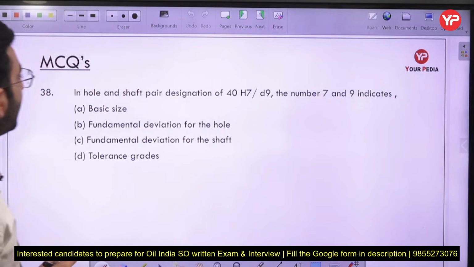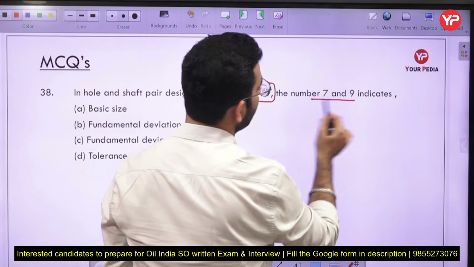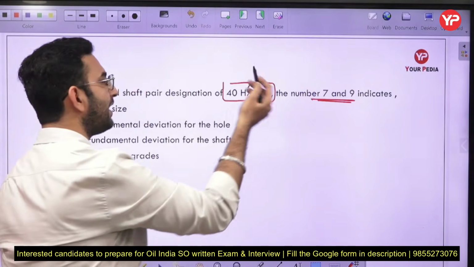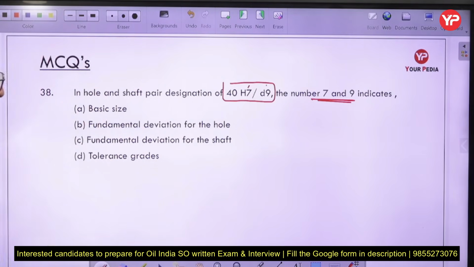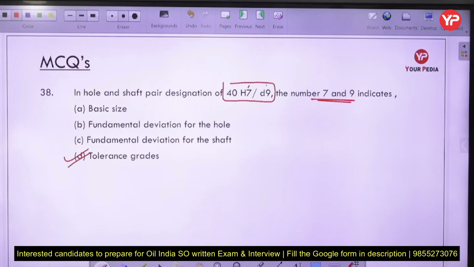Next, in a hole and shaft pair designation of 40H7D9, the numbers 7 and 9, these are very simple. 7 and 9 are representing the tolerance grade here. IT7, IT9, these types of things. So option number D is going to be the correct answer here in this case.